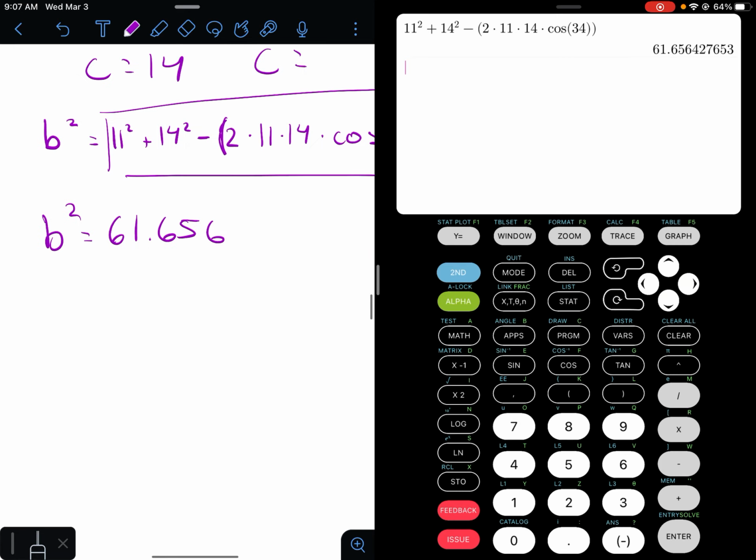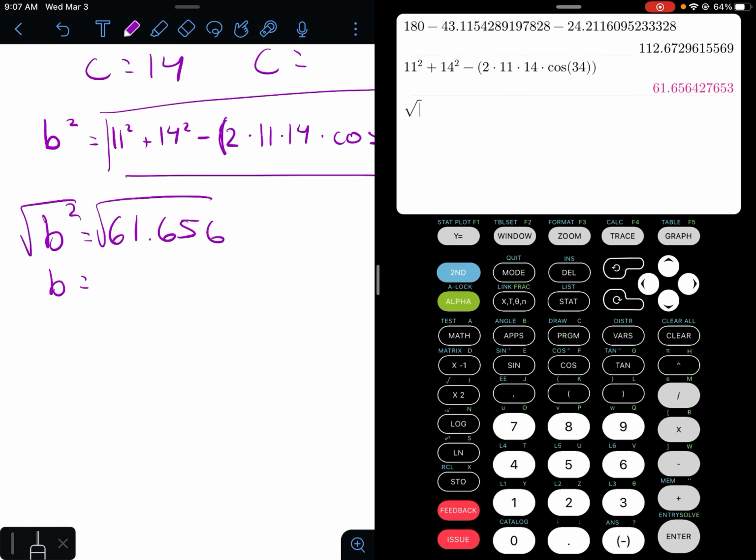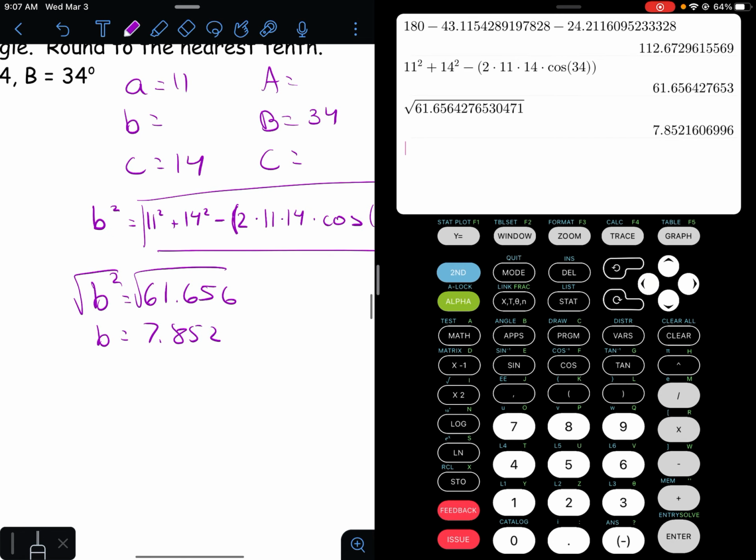Oh, sorry. No, we're not done. We've got to solve for b. We found b squared, so to find side b, we have to take the square root. Sorry, I was getting ahead of myself. So we just do the square root of this, which gives us 7.852, which we will round to 7.9.